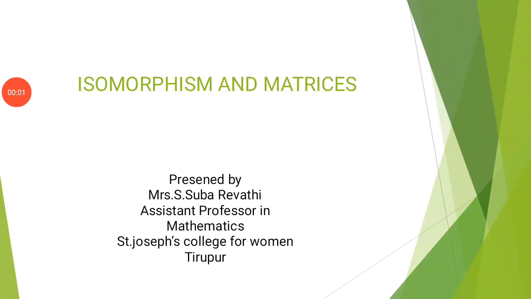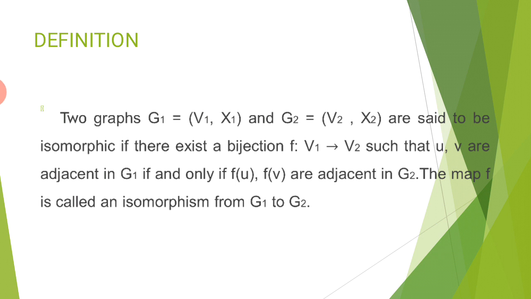In this section, we discuss the isomorphism and matrices of a graph. Definition of an isomorphic graph. Two graphs G1 = (V1, X1) and G2 = (V2, X2) are said to be isomorphic if there exists a bijection f from V1 to V2 such that u, v are adjacent in G1 if and only if f(u), f(v) are adjacent in G2. The map f is called an isomorphism from G1 to G2.